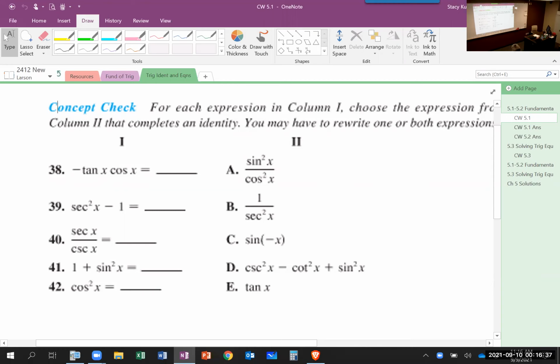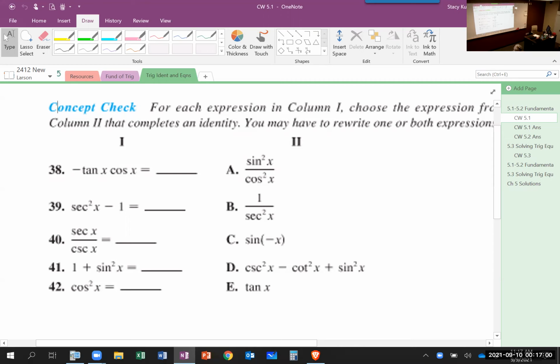And then 40 is tangent. Or 40 is, it's 1 over cosine, and then 1 over sine, and then you multiply. Tell me what you got. 1 times cosine and 1 times... What is the identity? 1 over... Yeah, with these next.